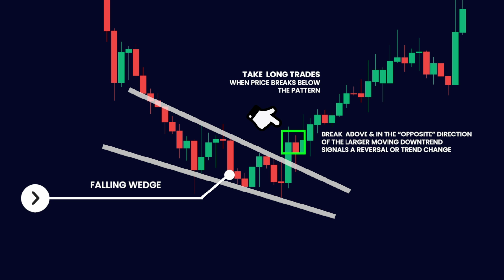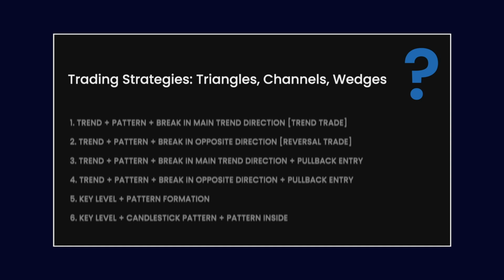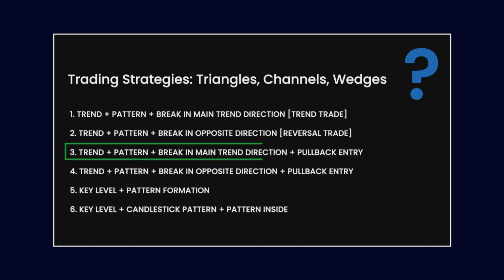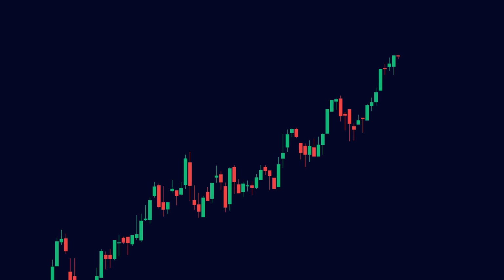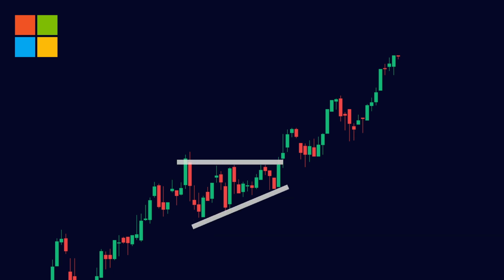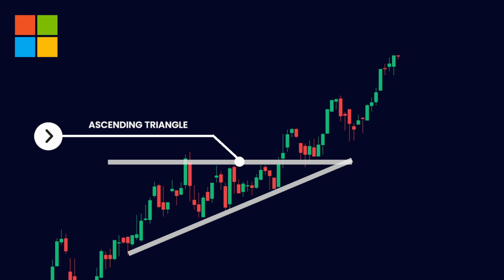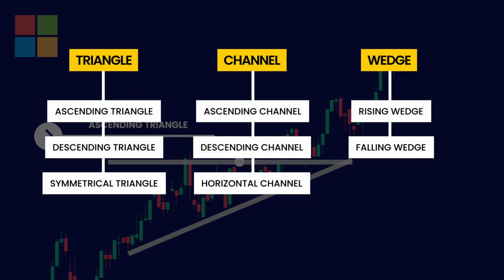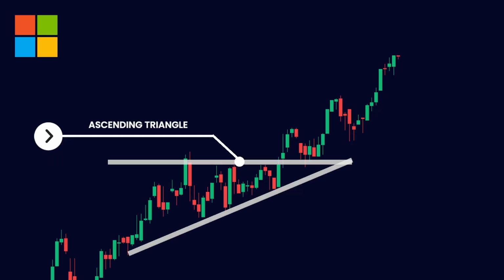Now let's explore another variation. Recognizing a trend, spotting a pattern, and seeing a breakout in the same direction as the trend. But instead of entering on the breakout itself, this method waits for a pullback. This is a trend continuation strategy. Using Microsoft stock as an example, suppose there's a strong uptrend followed by an ascending triangle forming. Again, while it could be any pattern, here it's the ascending triangle. As shown before, once the price breaks above the pattern, a breakout entry would be valid.